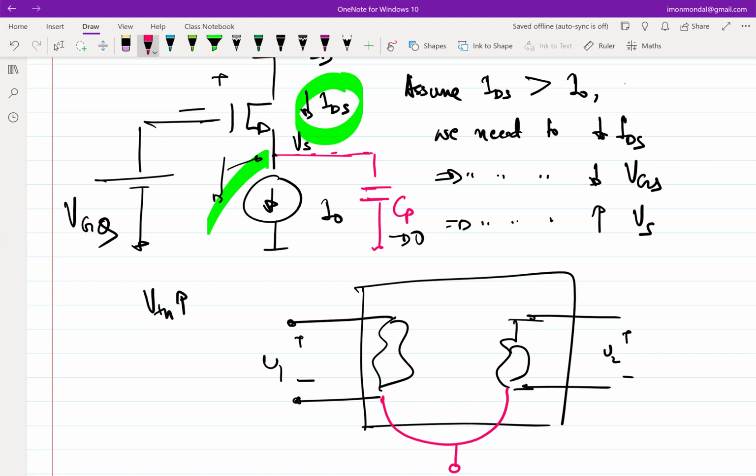So this is the source port. In an NMOS transistor, this is the source port. In a PMOS, you just flip it and put the source on the top. But you see that there is a connection between the output port and the input port, and that essentially is the feedback. It comes in as a package. You cannot separate it in a transistor. The feedback through the source terminal is always present.